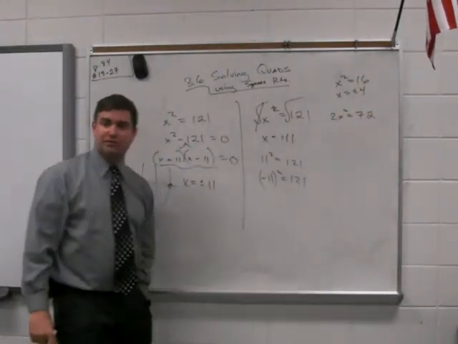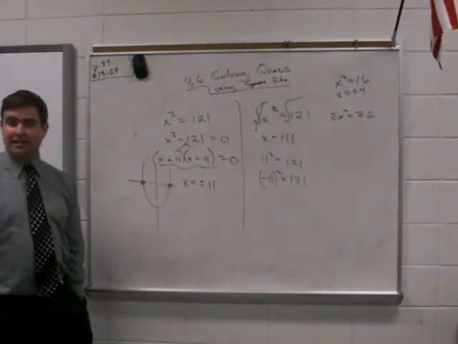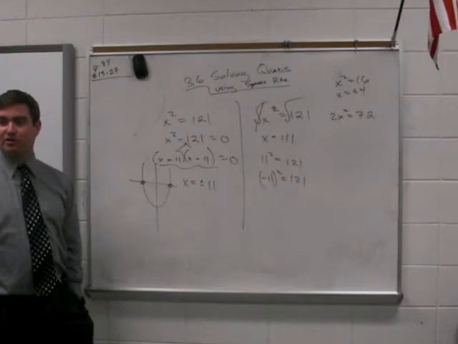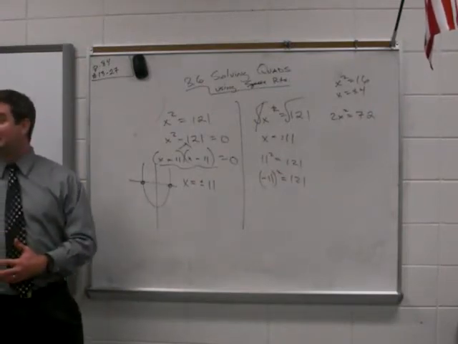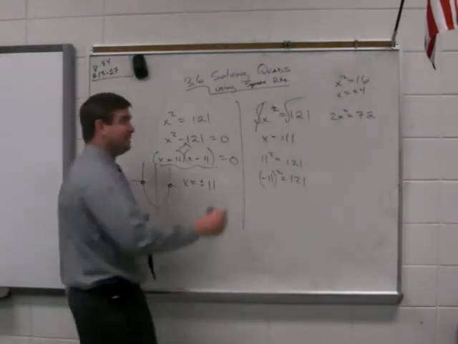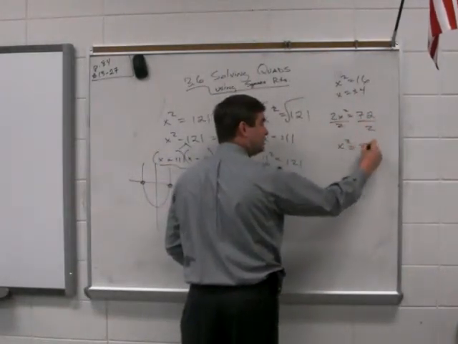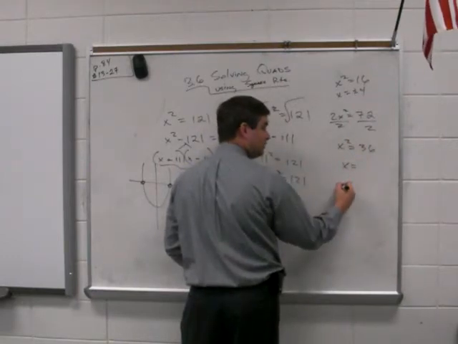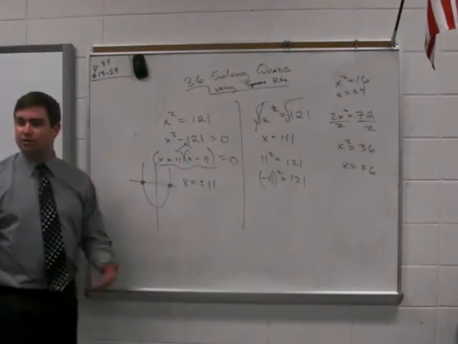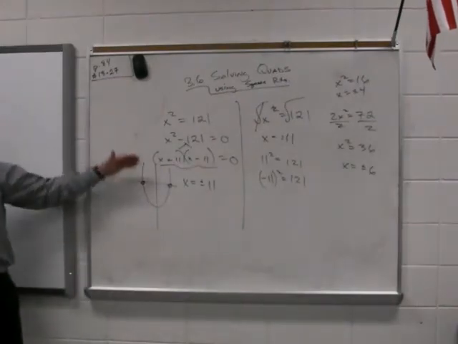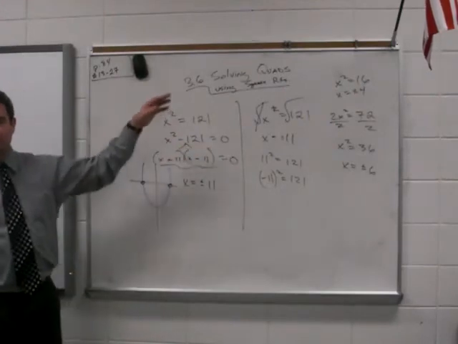72 is not a perfect square, and x squared is not by itself. What do I need to do first? I need to get the x squared by itself by dividing by 2. So I divide both sides by 2 and I get x squared equals 36. Now what does x equal? Plus or minus 6. So these problems are so easy, you could do them in your head. Isn't that a lot easier than factoring? Yes.